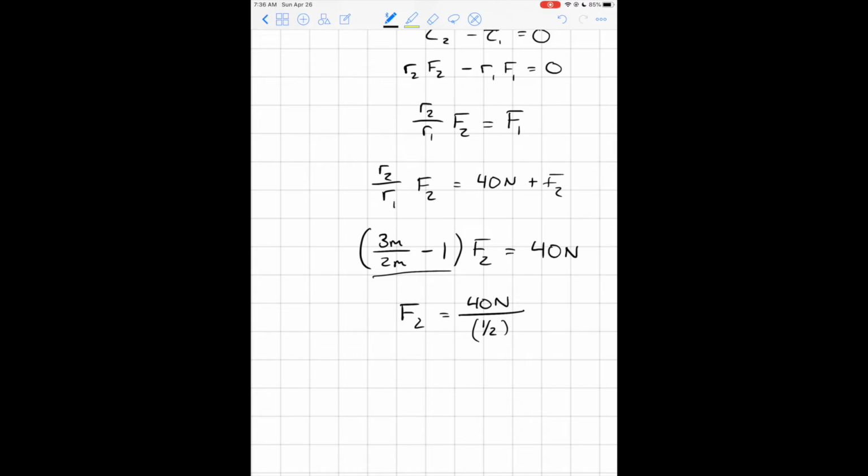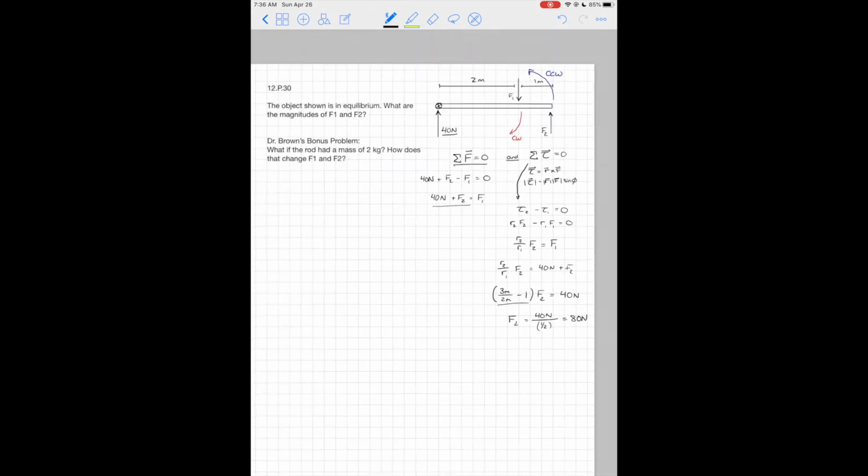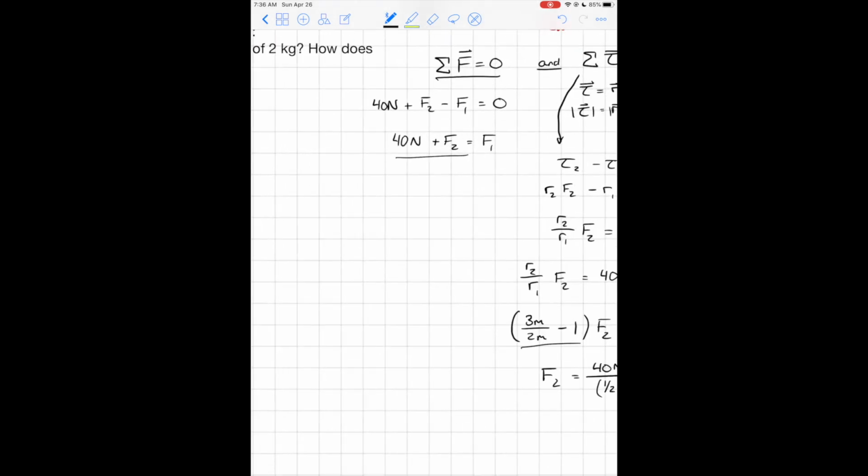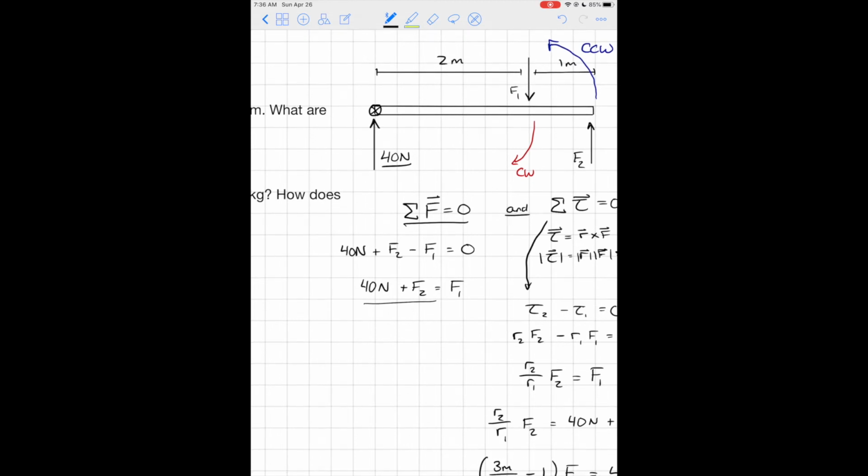If I'm dividing by 1/2, dividing by 0.5, I'm going to get twice as much. I'm multiplying by 2. Essentially, I get 80 newtons. Force 2 has to be 80 newtons. If force 2 has to be 80 newtons, then I need to add 40 newtons to get F1. F1 has to be 120 newtons.